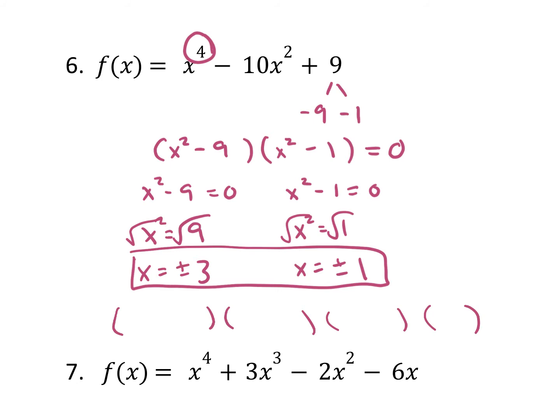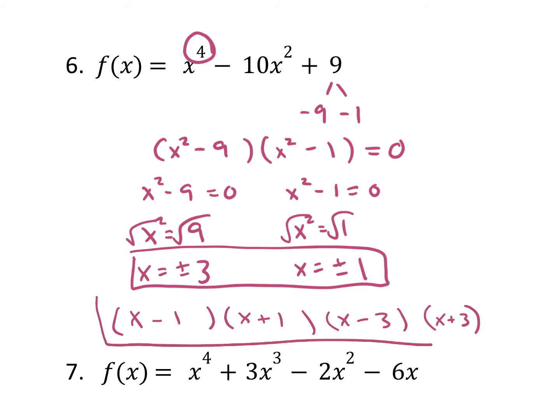Or x minus 1, x plus 1, x minus 3, x plus 3. Awesome. The order doesn't matter for these. You can write it however you want. Just remember that irreducible over the reals doesn't have any i's in the factored form here.